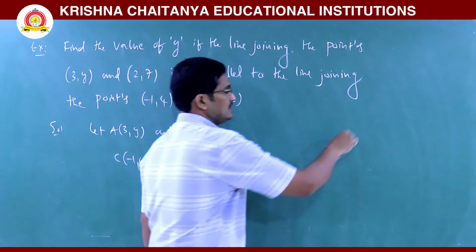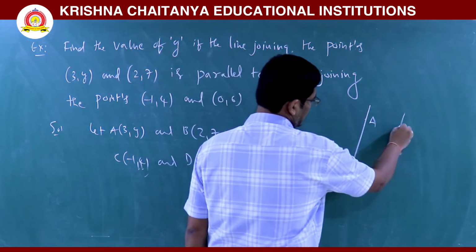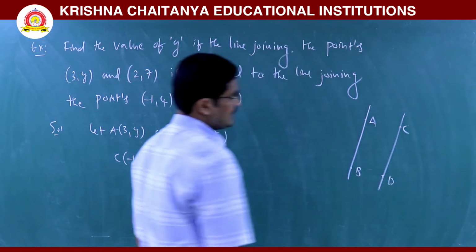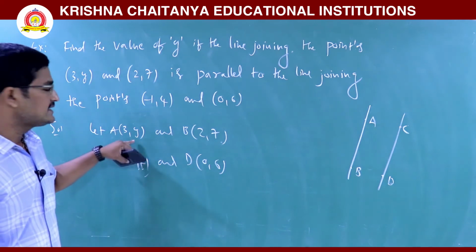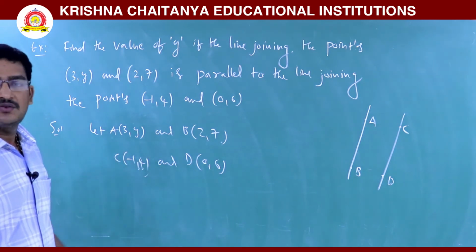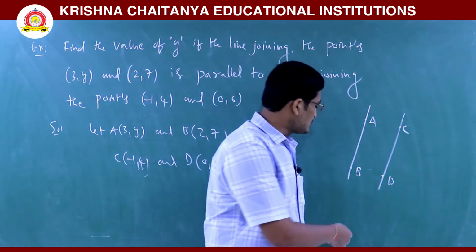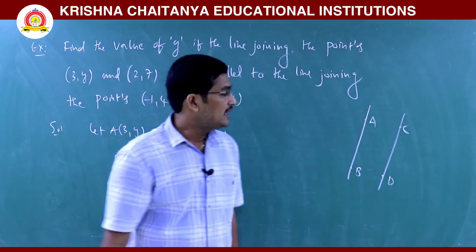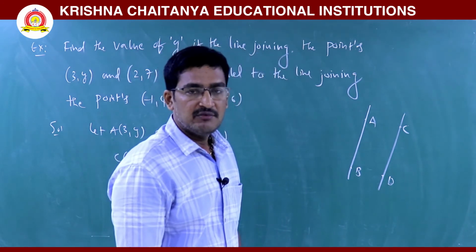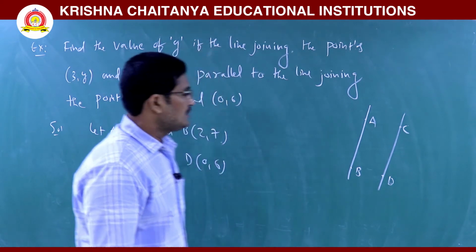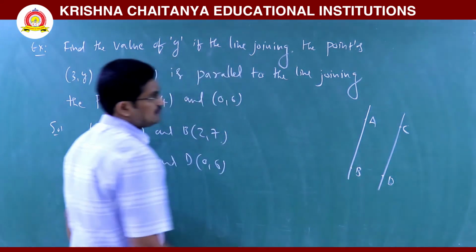That means what is given? The line joining A and B is parallel to the line joining C and D. So the line AB bar is parallel to CD bar. Then what is y? If these two lines are parallel, the slope of the first line is m1 and the slope of the second line is m2. If these two are parallel, then what is the condition? m1 is equal to m2. So first we have to find the slope of the first line, m1.